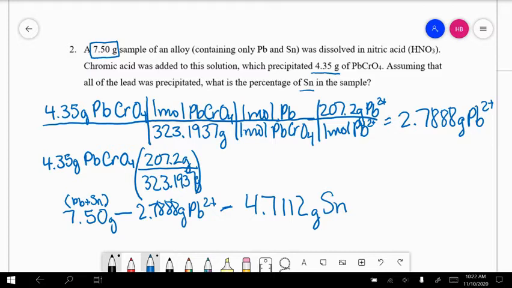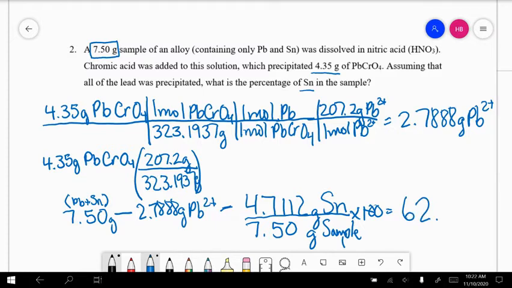So if we want to know what percentage that is, we'll just take the part that's tin, which is 4.7112, over the whole sample, which is 7.50. Multiply it by 100. To get 62, how many sig figs? 3.8% tin. That's number 2.